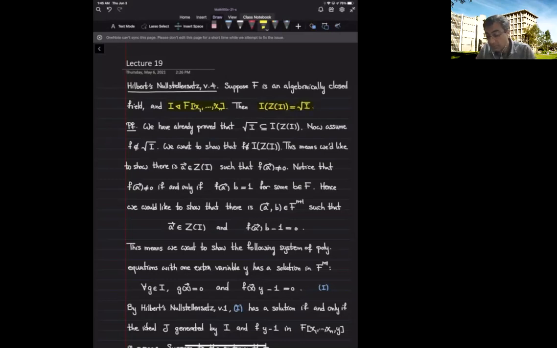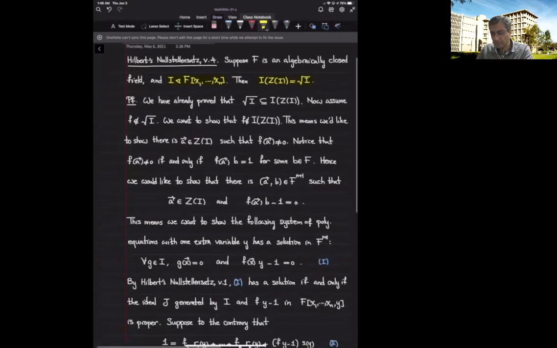So this is an important result. Even the particular case of this, when I is a prime ideal, is of interest, because in that case we get the radical of a prime. We will discuss it later, and we will see the radical of a prime ideal is itself. That means that I of Z of P, where P is a prime ideal, is P itself. So we get a correspondence between common zeros of a prime ideal and prime ideals.